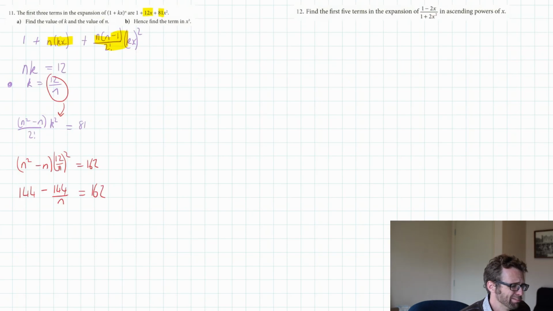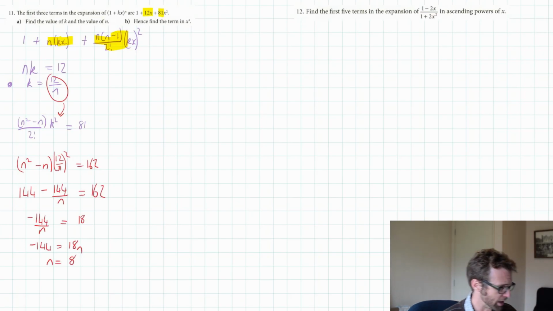And I could say, what could I say? Minus 144 over n is equal to, and what do we get here? 162, so I think that's 18. And so minus 144 is equal to 18n. So n is equal to minus 8. 144 divided by 18. Yeah, 8. Okay, so that's the value of n.